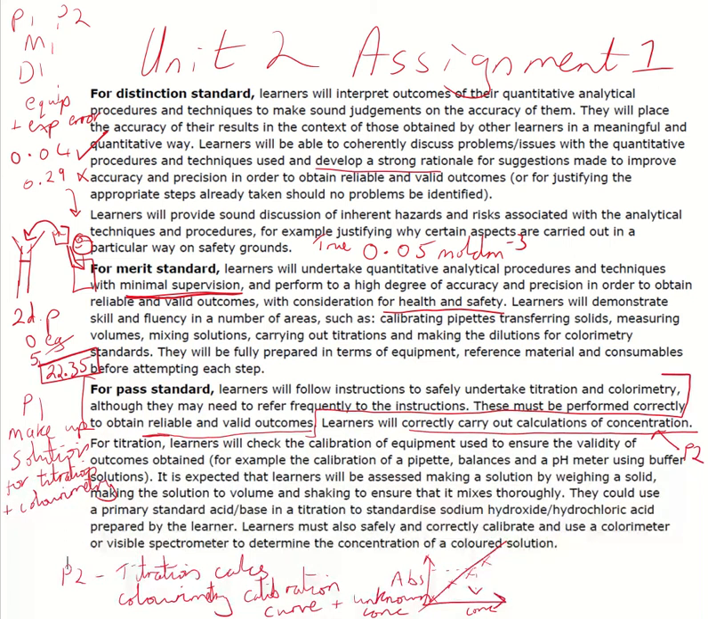Now, develop a strong rationale for suggestions made to improve the accuracy and precision. First off, make sure you understand the difference between these two words. So precision is how close your results are to each other. So for example, when you did the titration, were you getting concordant results? Whereas accuracy is how close your result is to the true one at the end. So please understand the difference between them.